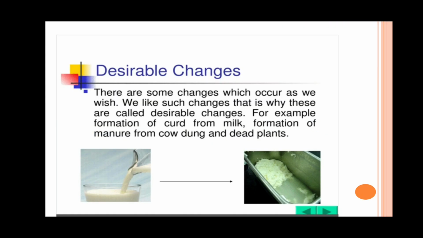Desirable changes. These are the changes that occur due to our desire, or that we wish to happen. We like such changes, which is why they are called desirable changes. For example, formation of curd from milk, formation of cheese from milk, or the formation of manure from cow dung and dead plants. So there are some changes which occur as we wish. Those changes are called desirable changes.